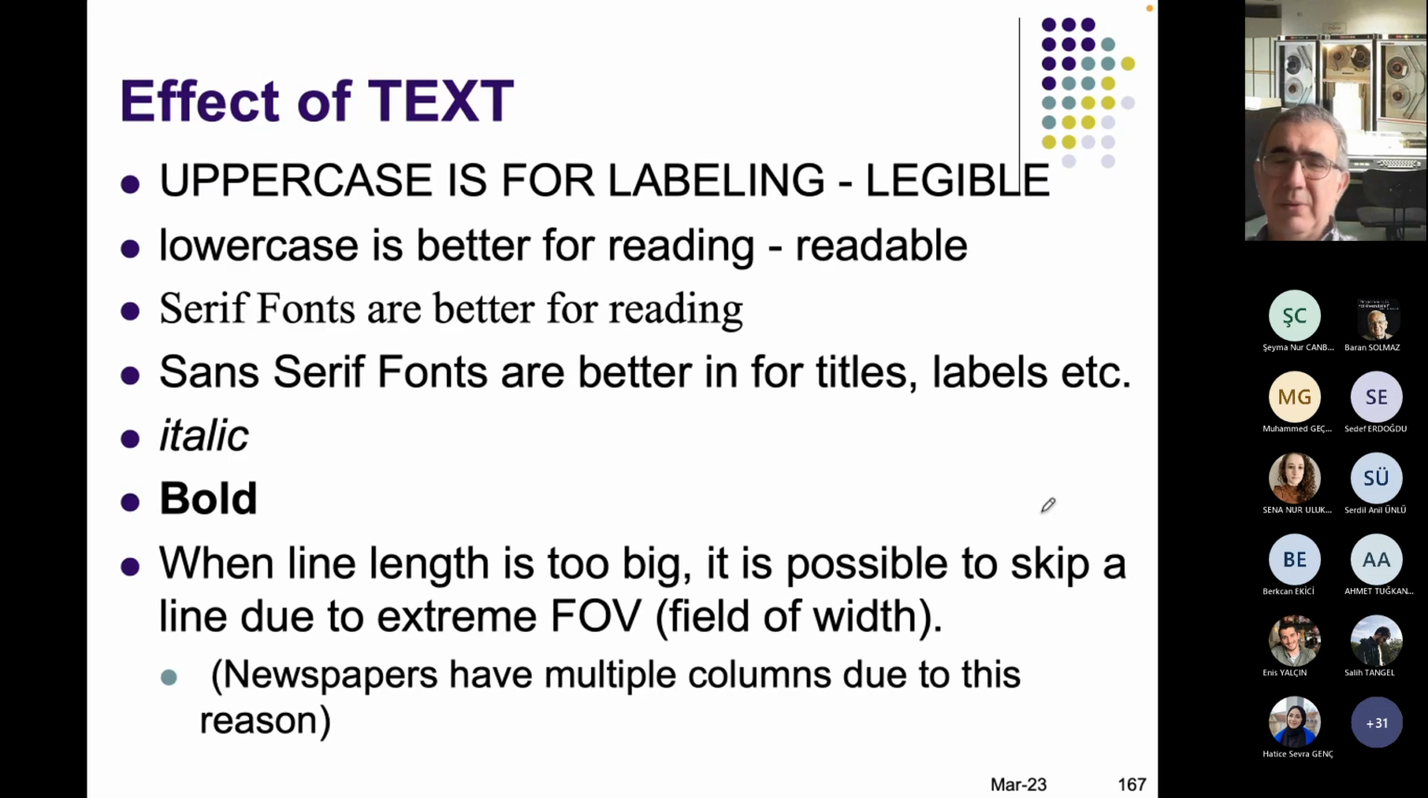And finally, some things about the text. Important things about the text: uppercase is used for labeling, lowercase is for reading. Serif fonts are better for reading. Sans serif fonts are better for titles, labels. Italic and bold are used for emphasizing isolated parts. And when the line length is too big, it is possible to skip a line due to the extreme field of view problem. Therefore, newspapers have multiple columns, and some websites have multiple columns to make reading easier.